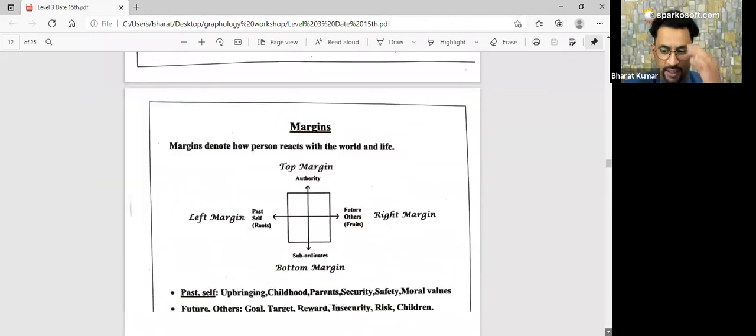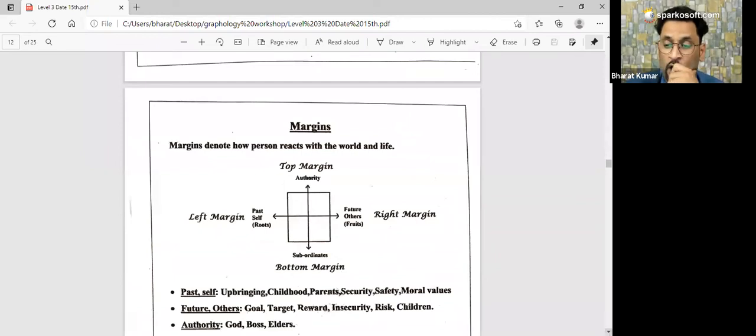Now about margin. So check top margin. Top level margin represents authority. Right hand side margin represents the future. And the left hand side tells about the past. And bottom line margin represents the subordinate. Now, what I'm telling about the margin concept: if the margin on the page is on the right hand side, they are future oriented. If their margin of writing is towards the left, they are stuck in the past.